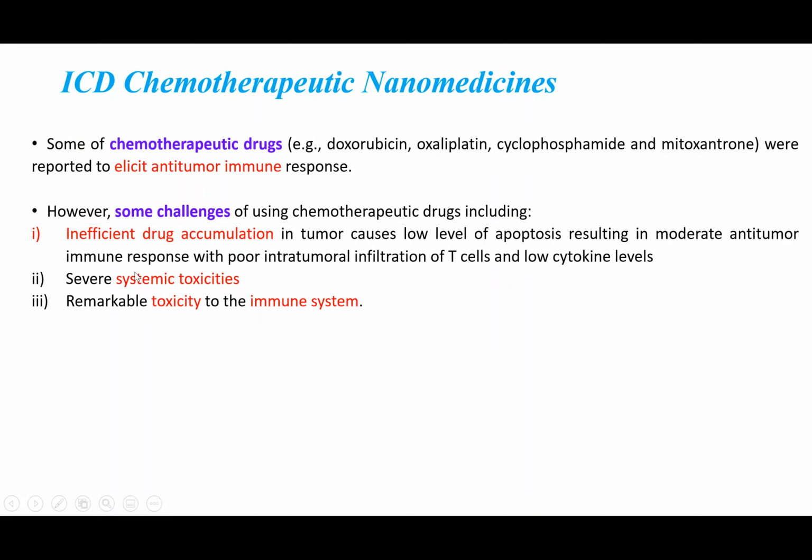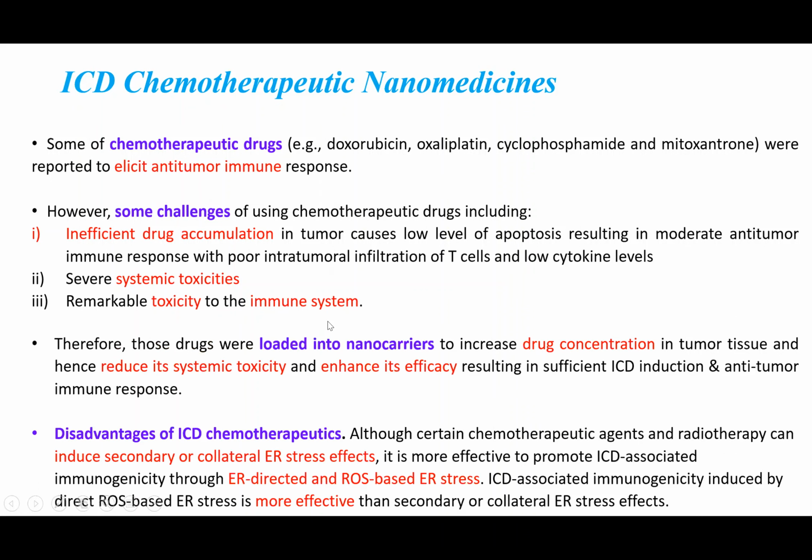However, usually those compounds have some challenges like inefficient drug accumulation in the tumor, resulting in both systemic toxicity and toxicity to the immune system. So incorporating those immunogenic cell death inducers into nanocarriers will increase the drug concentration in the tumor and reduce its systemic toxicity, enhancing its immunogenic cell death inducing efficacy.